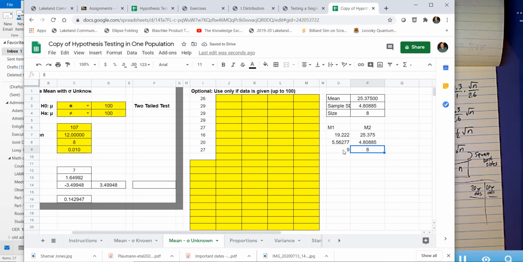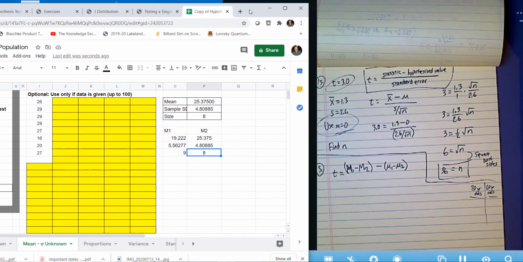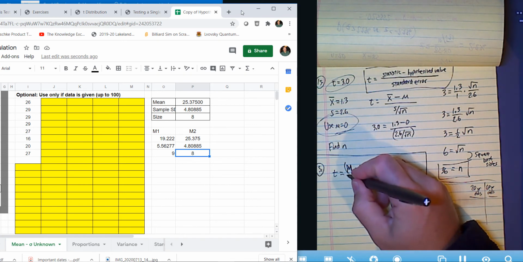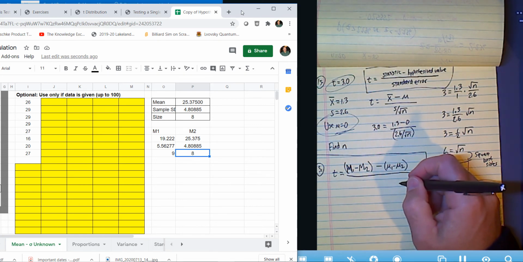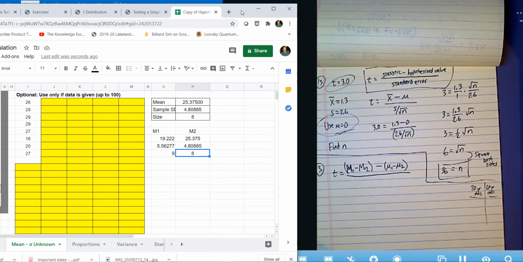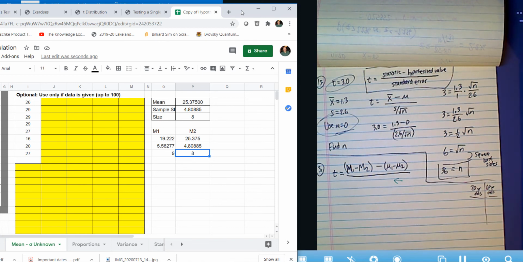Okay, so I have those things. Those are values that may come in handy as I work this out. And we're going to do a little of the work on paper. So again, the way this works is we take m1 minus m2 minus mu1 minus mu2 over this standard error. So this is going to be a little bit tricky. We'll get to there in just a second. It will be easy for me to do m1 minus m2.